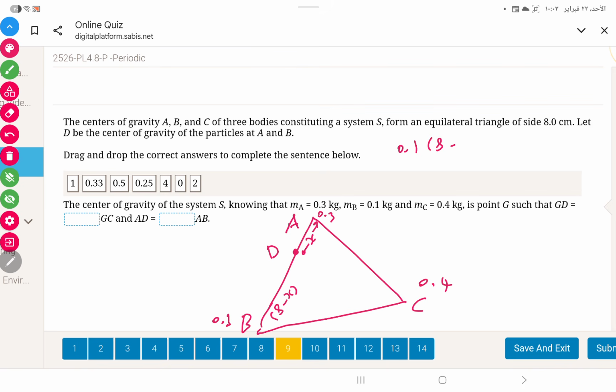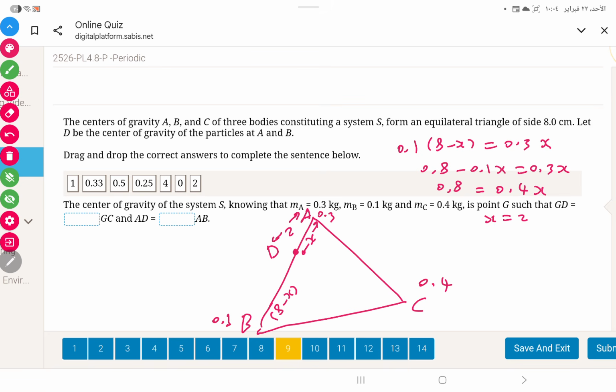So we can see here 0.1 times (8 minus x) is equal to 0.3 times x. Then if you calculate that, you get 0.8 minus 0.1x equals 0.3x. If you take this to the other side, you get 0.8 is equal to 0.4x. And when you divide both sides by 0.4, you get x equal to 2. So the distance from A to D is 2.